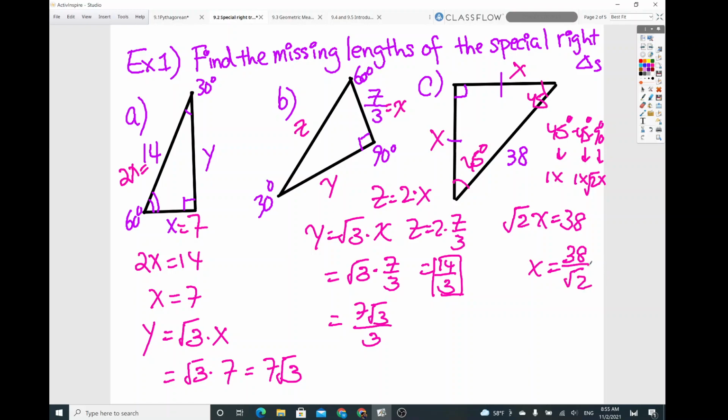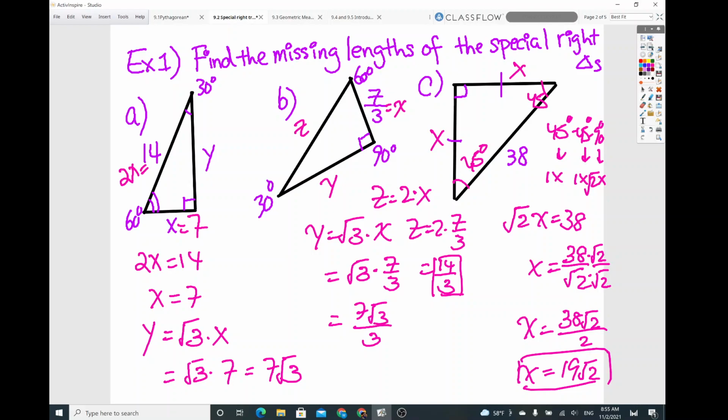And normally we don't allow to leave the radical in the denominator, so we want to rationalize it, multiply by root 2 top and the bottom. So what we found here, x equals 38 root 2 over 2. And don't forget about that reducing. So 38 over 2, which is 19. So 19 times root 2. So using the special ratios of the special right triangles.